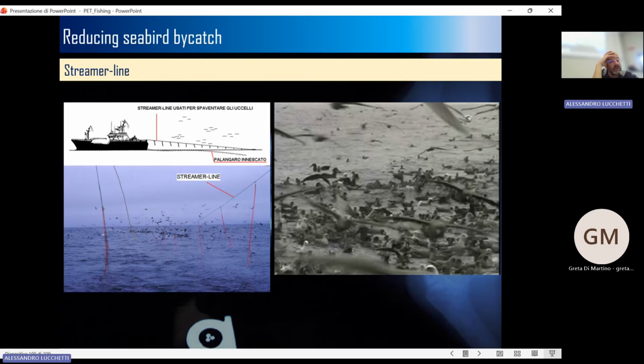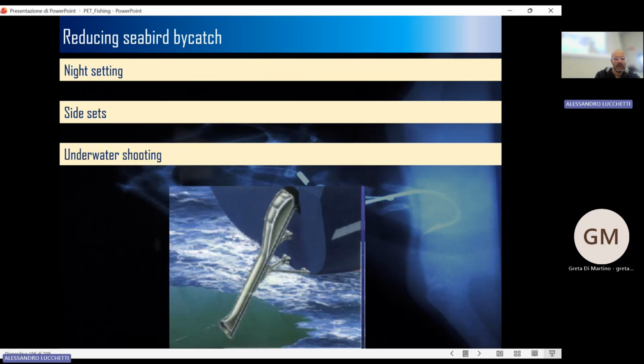We will start doing this in some areas also here in Italy, especially probably in the pelagic, in Lampedusa. This is another solution, but the matter is you have to avoid the hook staying on the surface for a long time. Therefore, this is a way to shoot the longline deeper.